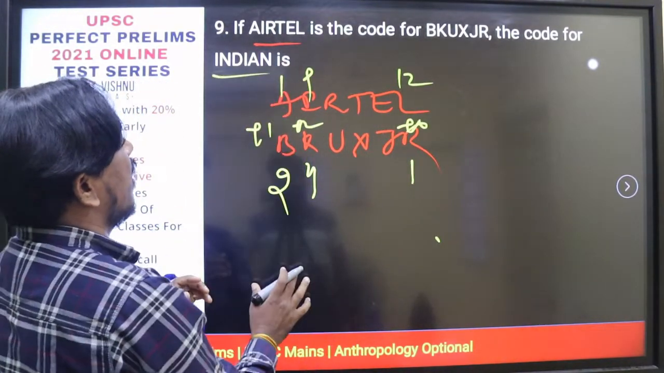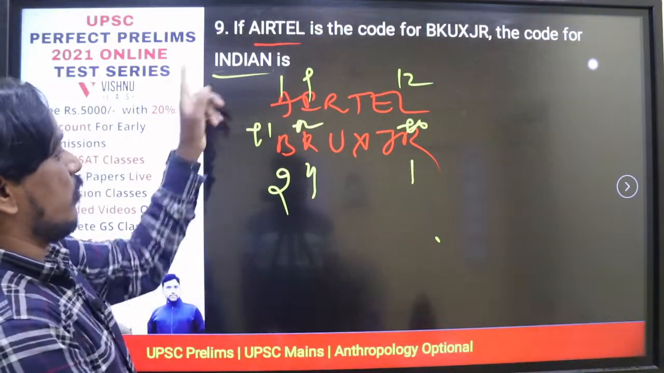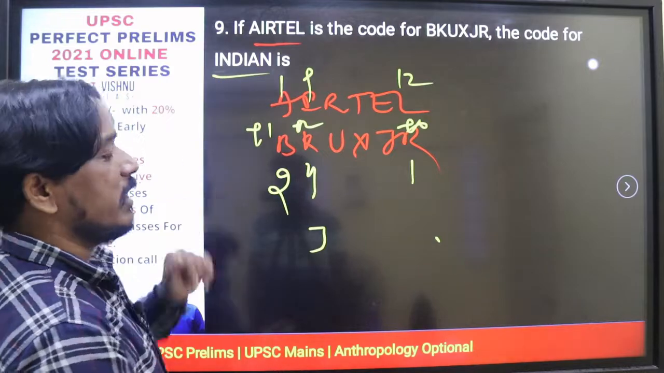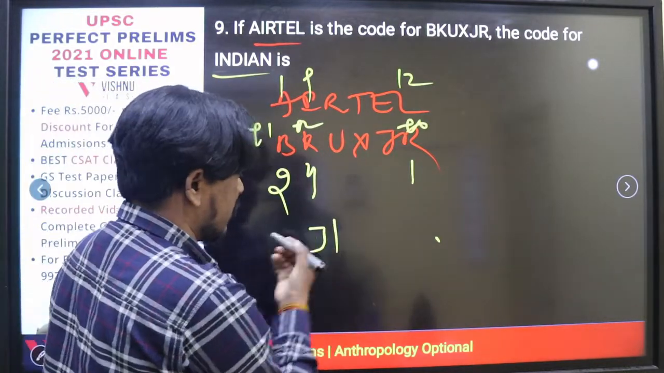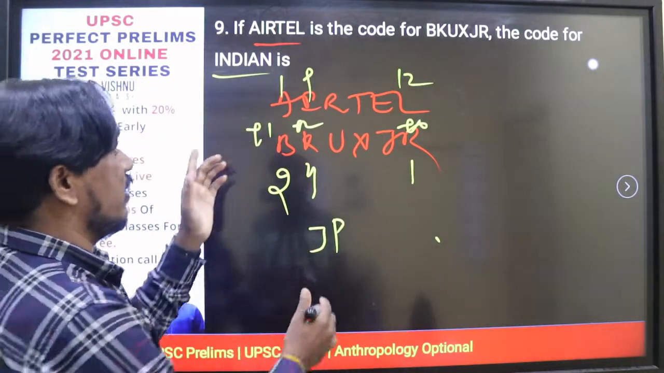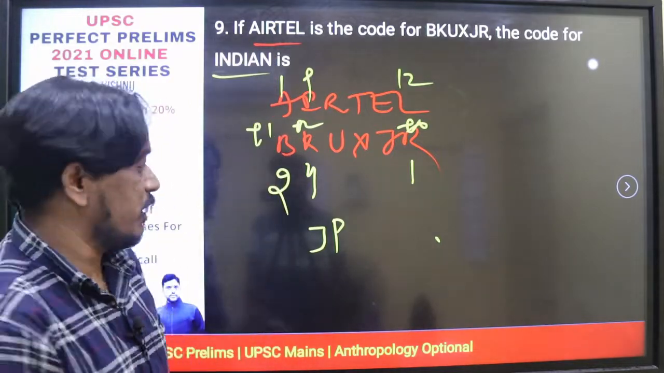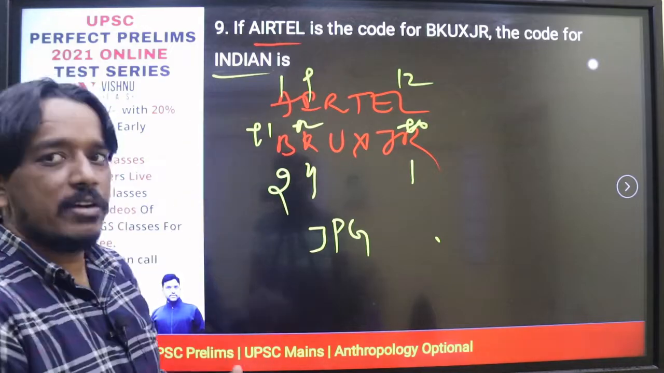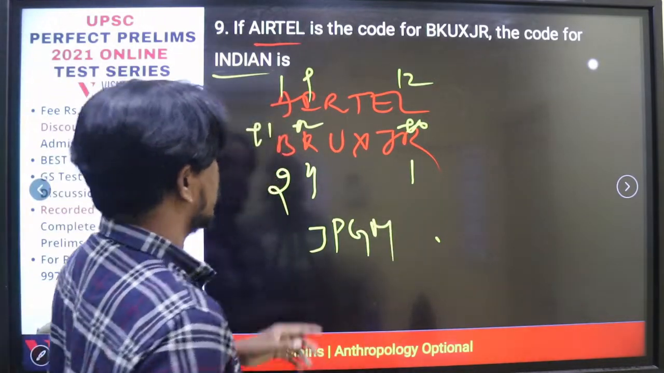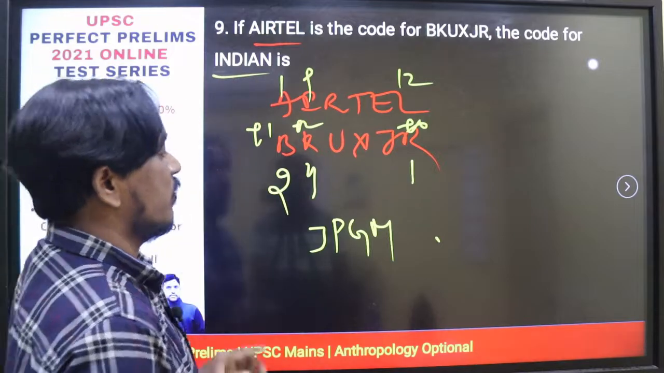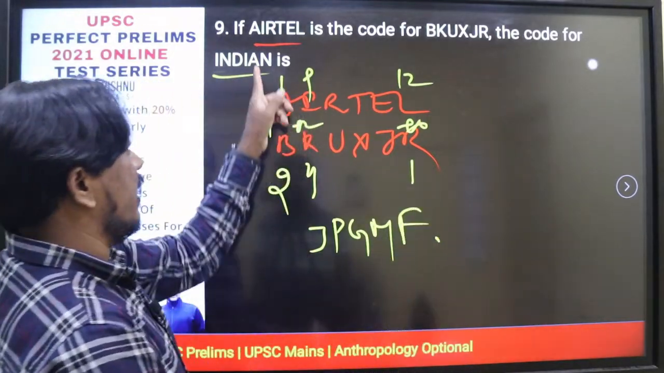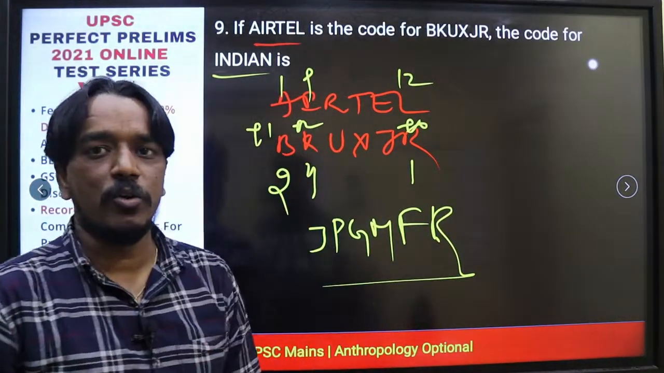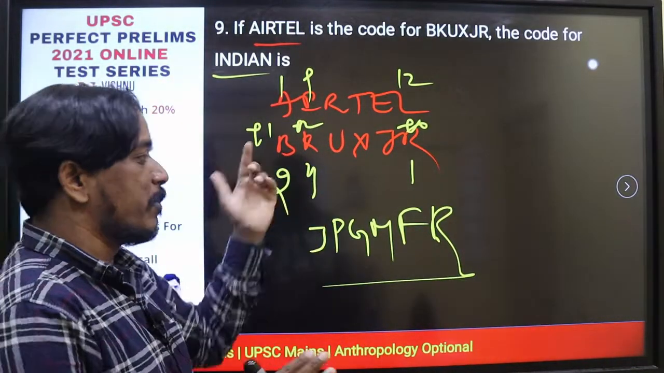Similarly, for Indian also we have to apply the same pattern, right? I plus 1, 9 plus 1 is 10, J. N plus 2, 14 plus 2 is 16. And D plus 3: D is 4, 4 plus 3 is 7, G. Similarly I is 9, 9 plus 4 is 13, M. Similarly A plus 5 is 6, F. N is 14, 14 plus 6 is 18, and so on. Like this we can note down all the codes. But this is a similar pattern.